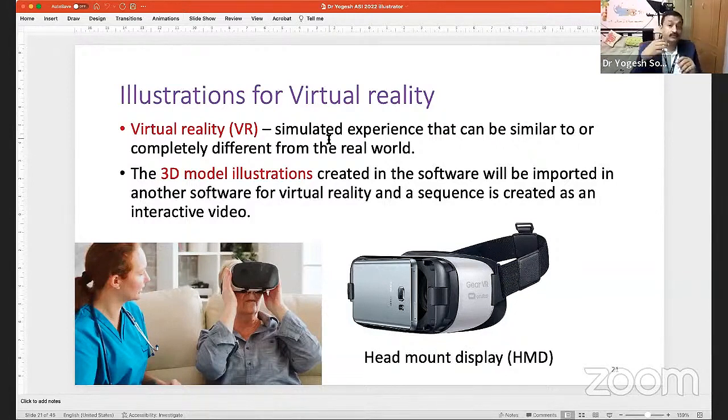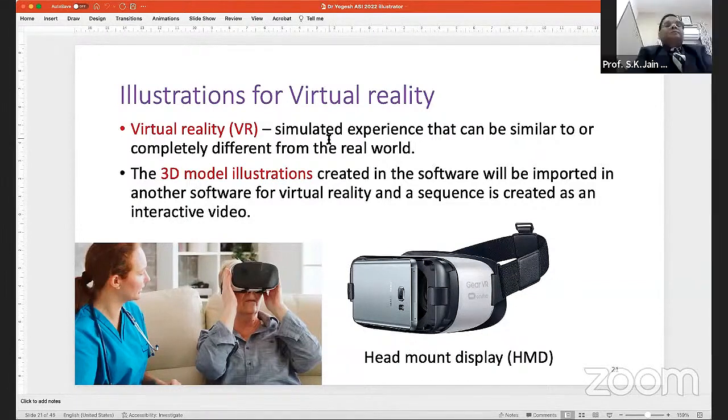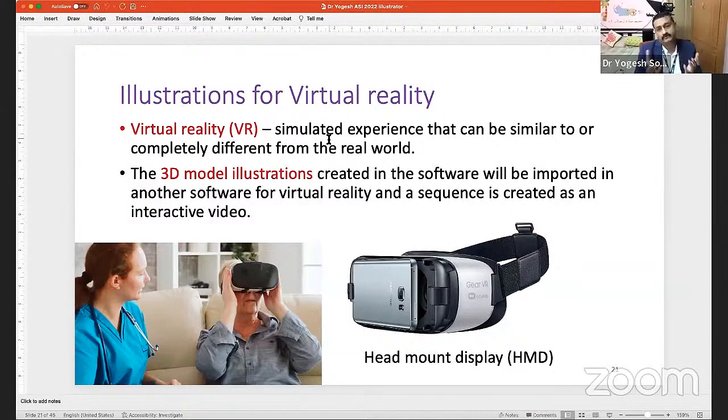But still, as anatomists, we are the people who can enter this zone and create a lot of illustrations. The 3D model illustrations can be created in software like Autodesk Maya, and that can later be converted into virtual reality using a mobile app or a web app.